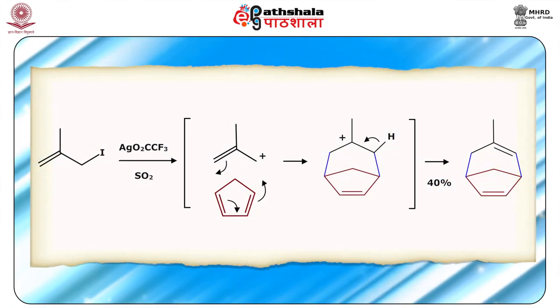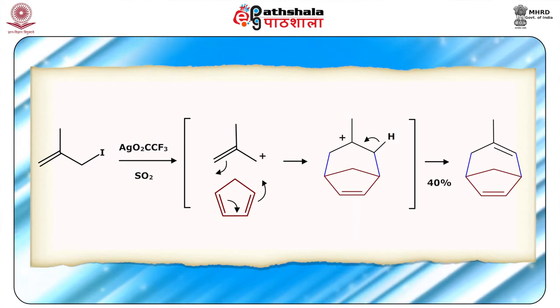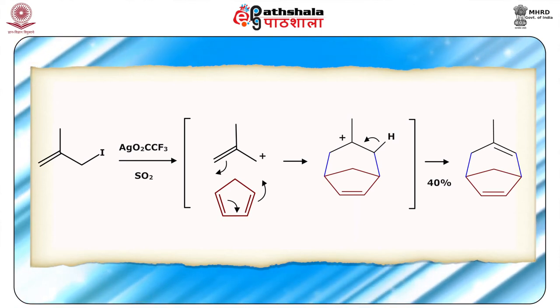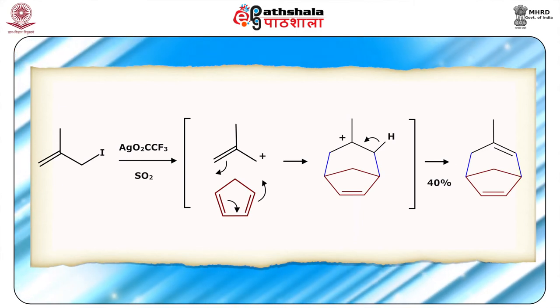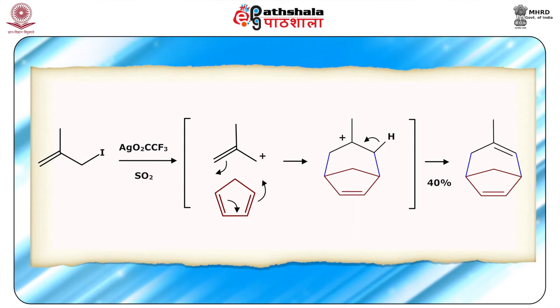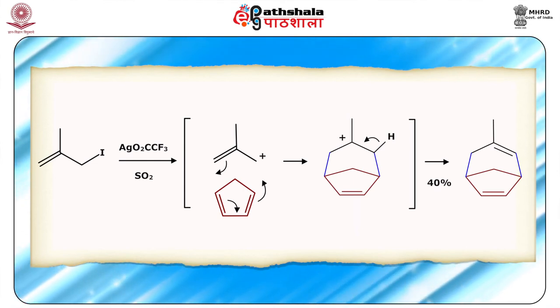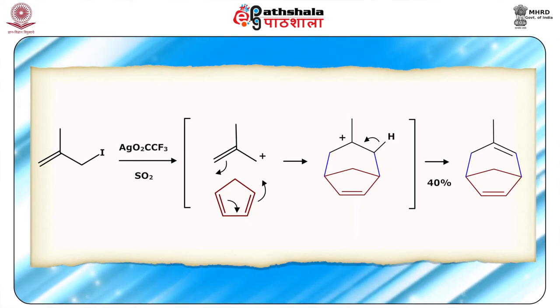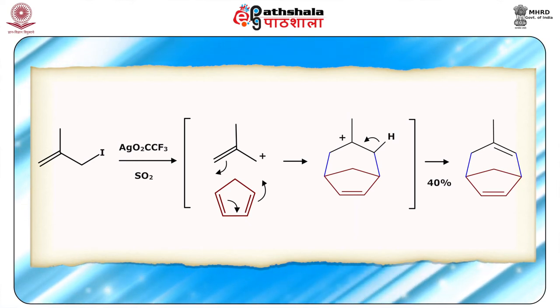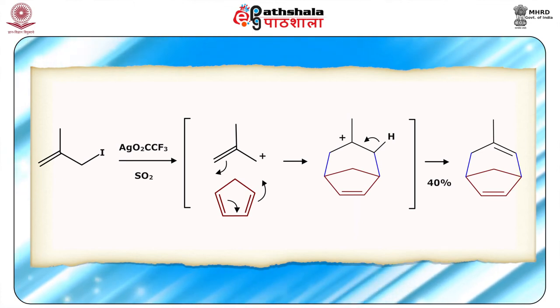Conjugated ions like allyl cations, allyl anions and pentadienyl cations are also capable of cycloaddition reactions. In the following reactions, allyl cation is generated in C2 and it acts as a 2-electron component, as can be seen.